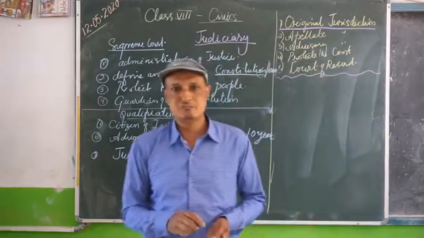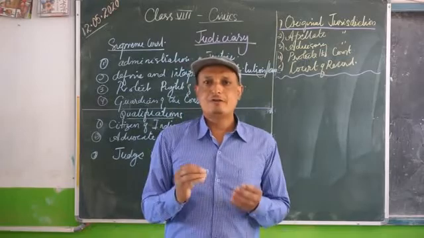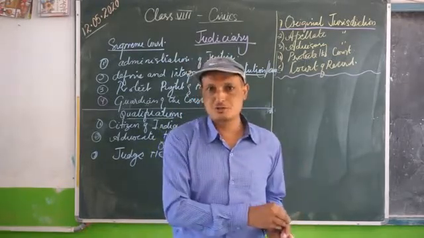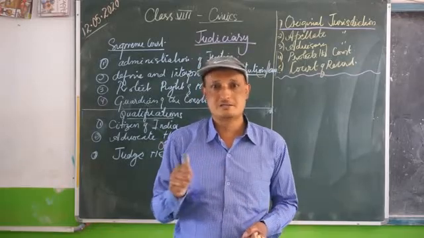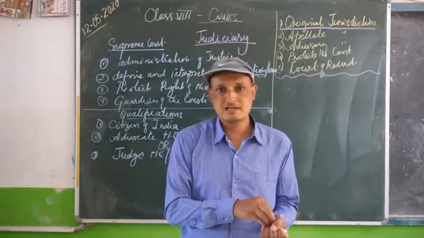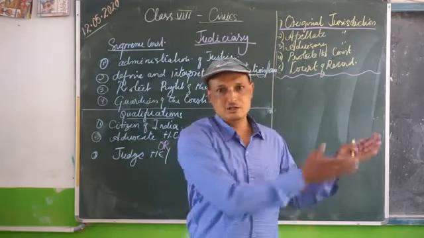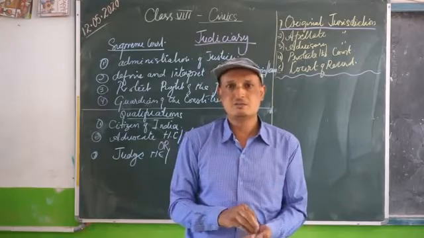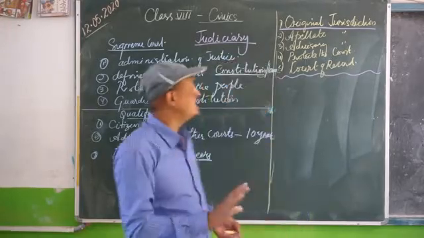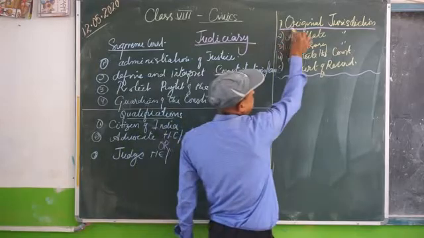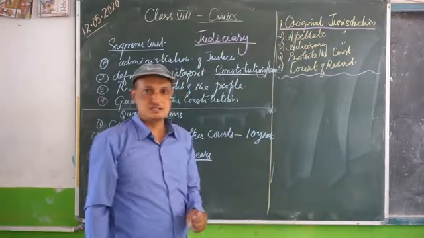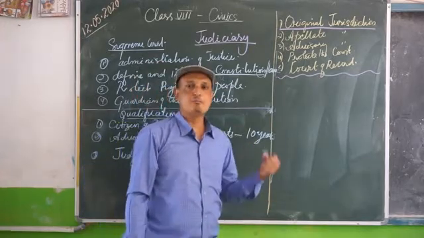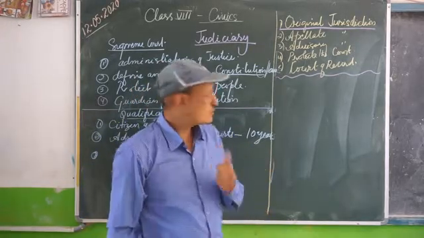Original jurisdiction means the type of cases that can originate, or that can be brought to the Supreme Court for the very first time. There are certain cases which cannot be brought either to the High Court or other district courts in the country. There are certain cases which can originate only in the Supreme Court. So that is the meaning of original jurisdiction. Cases that can originate, be heard, or be brought only in the Supreme Court.